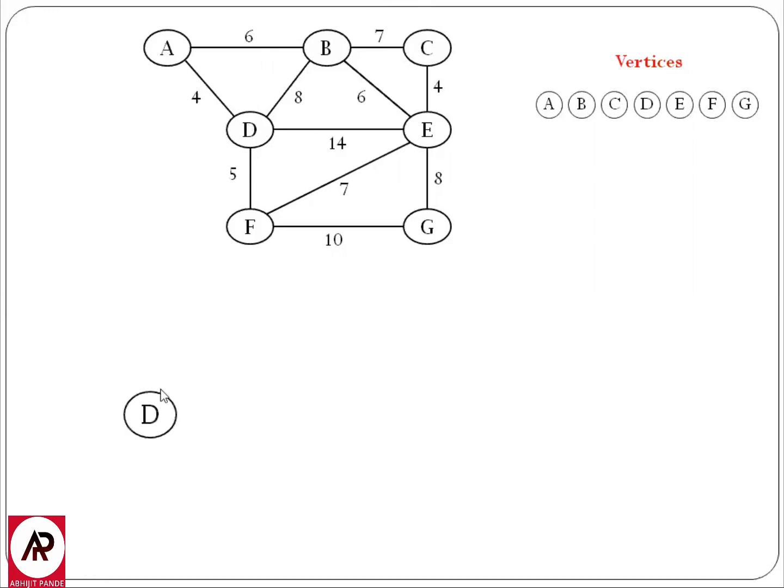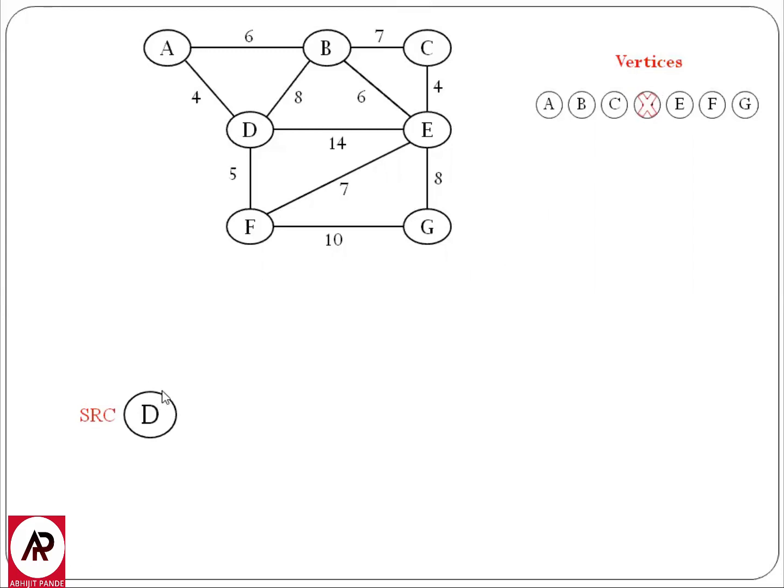So I have considered the node D as a source vertex. Whenever I am going to add a node in my minimum spanning tree, I will delete it from my list of vertices, so that it is very helpful for me to identify what are the different vertices that are remaining and what are the vertices that I have already considered. So I have considered the node D as a source vertex, and at the same time I have removed it from my list of the vertices.